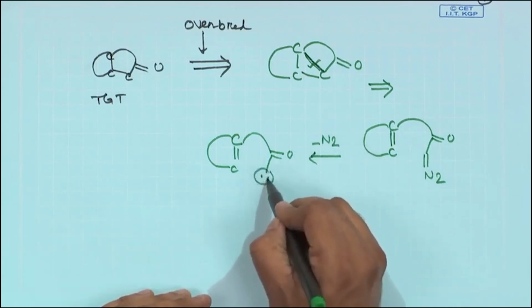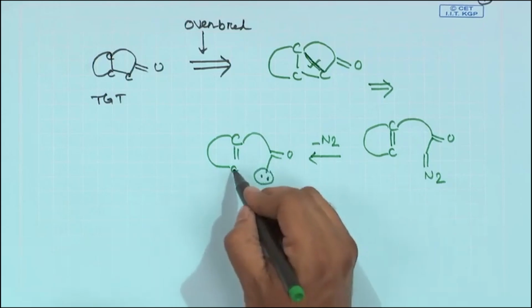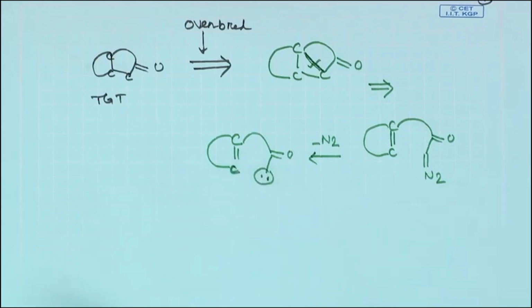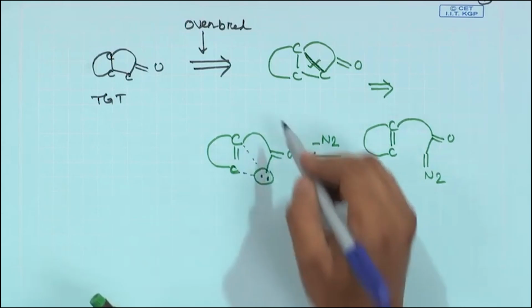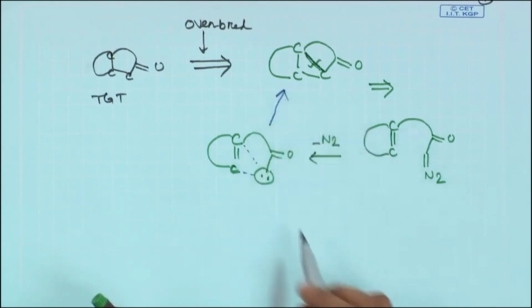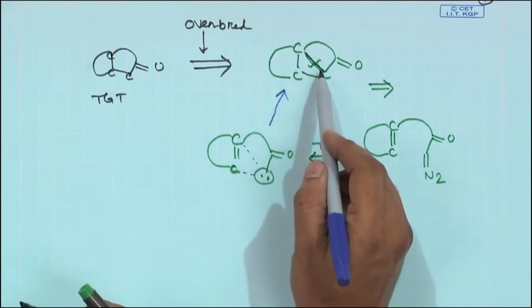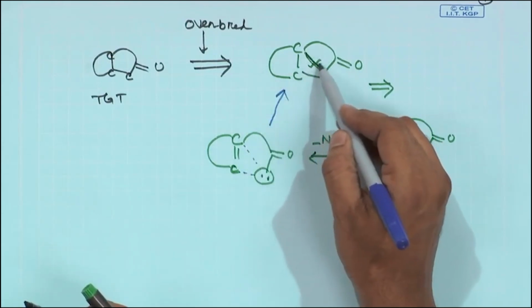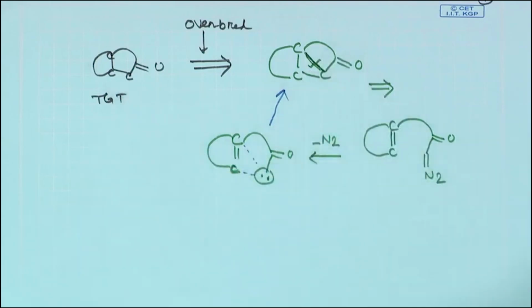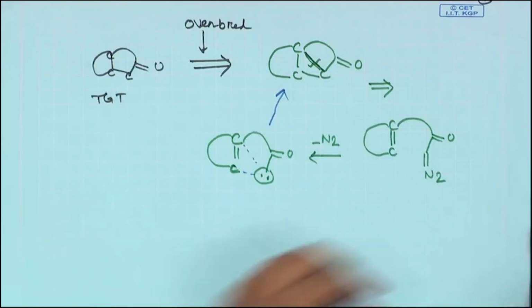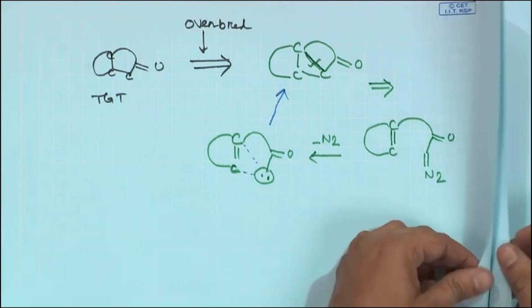Now, this acyl carbene will undergo 2+1 cycloaddition. So, this and this give you this product, and then this intermediate is reductively cleaved to give you this target. So, this is a demonstration of how this overbred intermediate can be used.